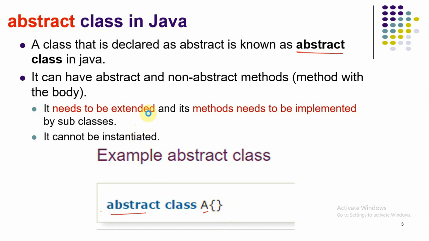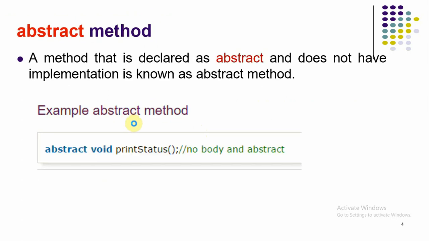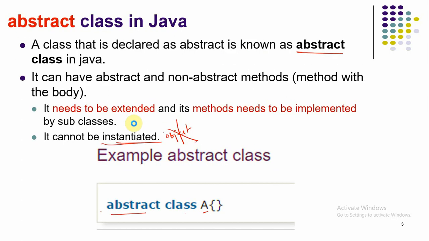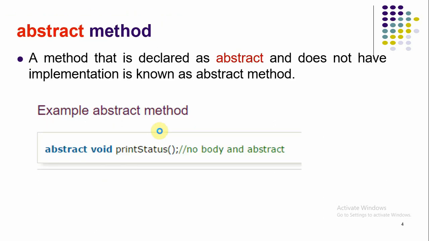When you create an abstract class, it cannot be instantiated. That is a very important thing you need to understand. Instantiated means we cannot create an object. Object creation is not possible with an abstract class. Rather, you have to go for inheritance. In order to use this abstract class, we have to use inheritance. Let's see one example. Before that, we have an abstract method also.